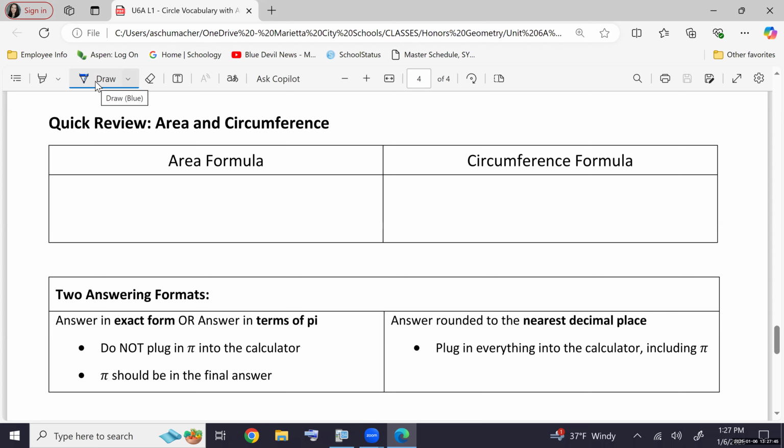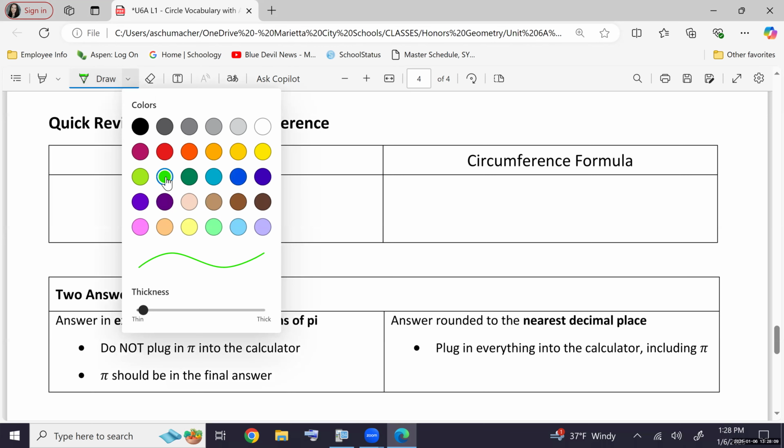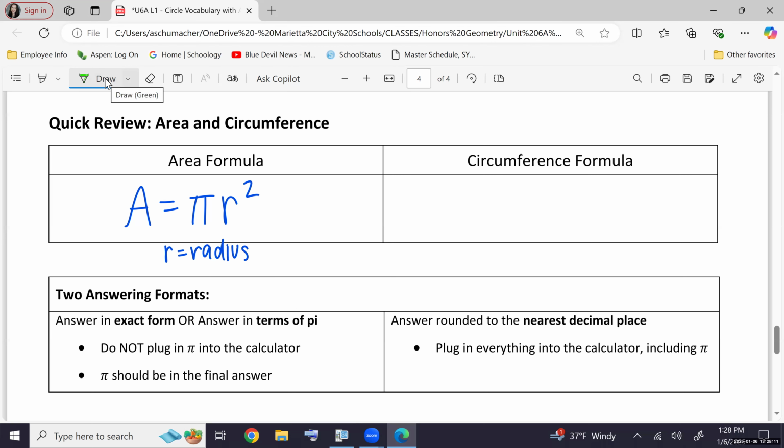Your area formula is area equals pi r squared. Pi is just a number, 3.14. We will use the pi symbol in the calculator instead of rounding. And r is your radius. Remember, radius goes from the center to the edge. So area is pi r squared. That is the only area formula.